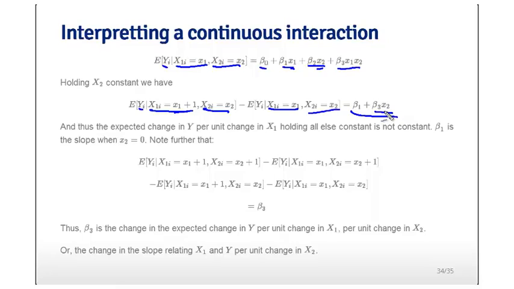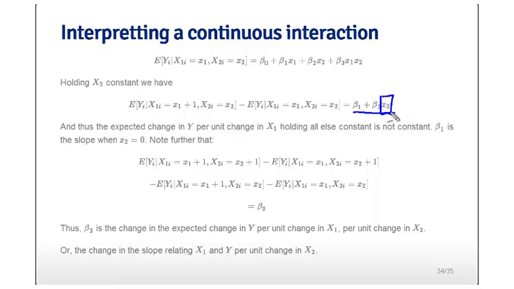Instead, beta 1 is only interpreted that way when x2 is in fact 0. And instead, if you want the expected change in y per unit change in x1 holding x2 constant, you actually need to know that whole thing. It's, of course, convenient to think about this when x2 is binary, because then you can just say it's beta 1 when x2 is 0, and it's beta 1 plus beta 3 when x2 is 1. But if it's continuous, then it varies. The change in the slope varies as x2 changes.